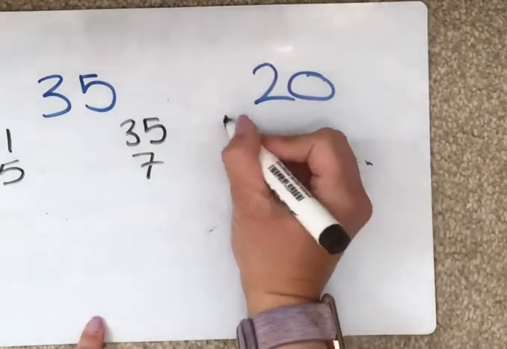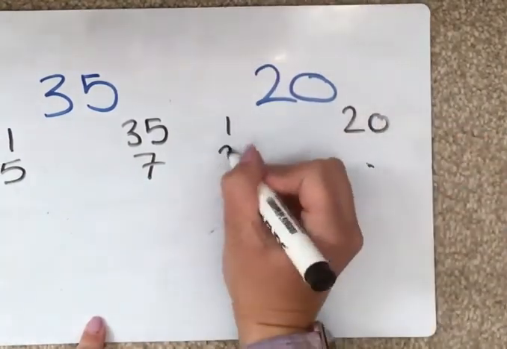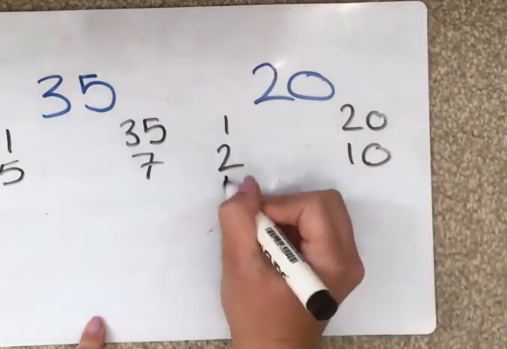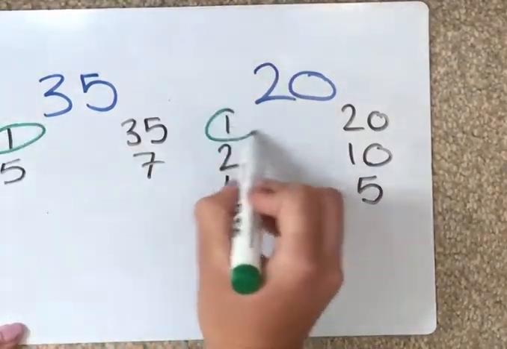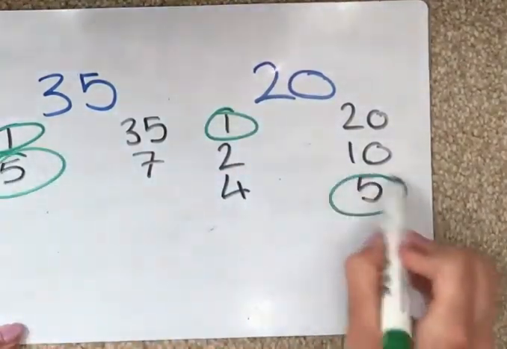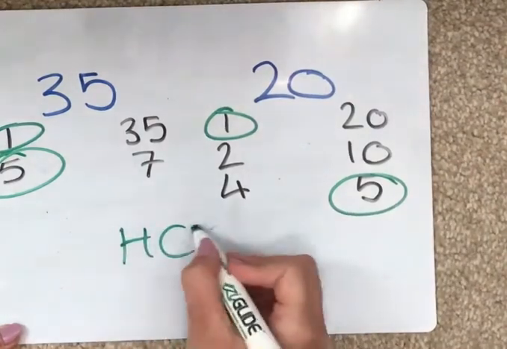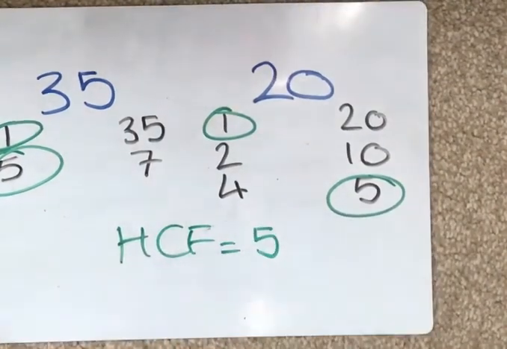Okay, for 20, I've got 1 and 20. 2 and 10. It's not in the 3s. 4 and 5. And I've listed all of them. 5, okay, they both have a 1, but 5 is the highest number they have in common. So their highest common factor would be 5.